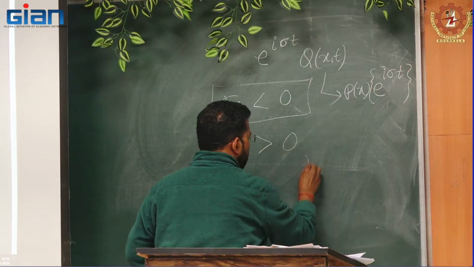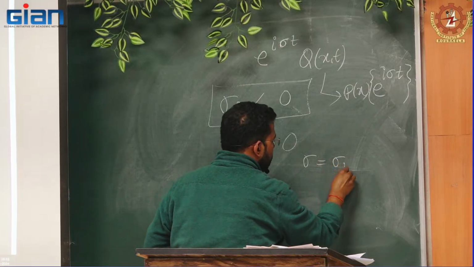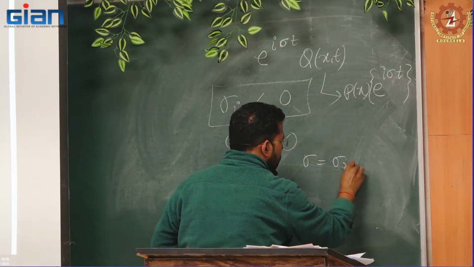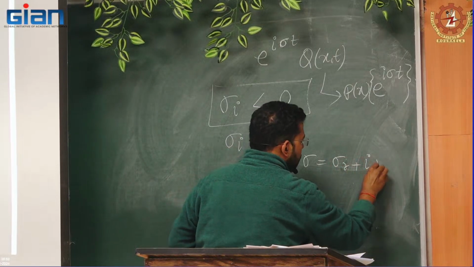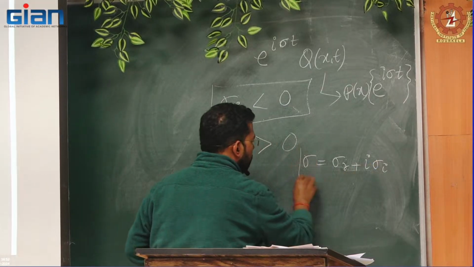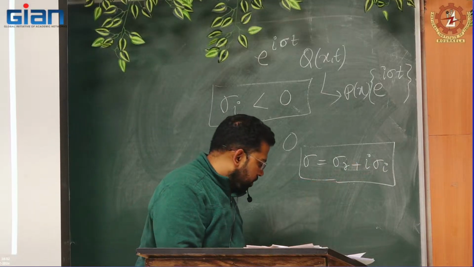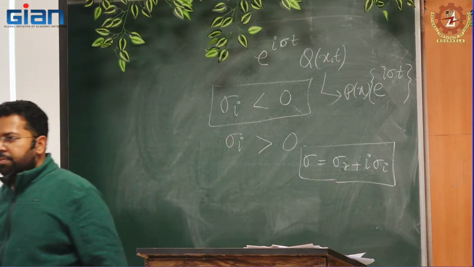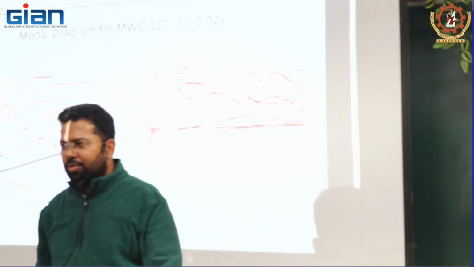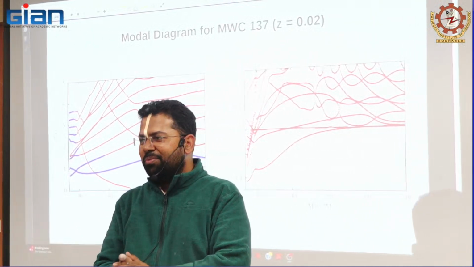So in this case, if your sigma is equal to sigma r plus I sigma I, what will happen if sigma I is negative, or what will happen if sigma I is positive? Can you just do the calculation? Is it possible for you?